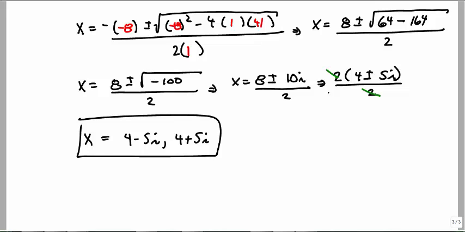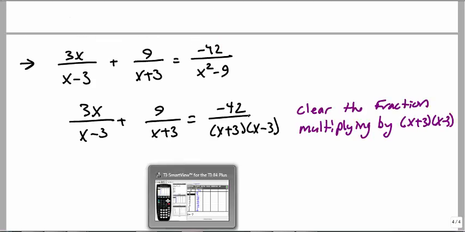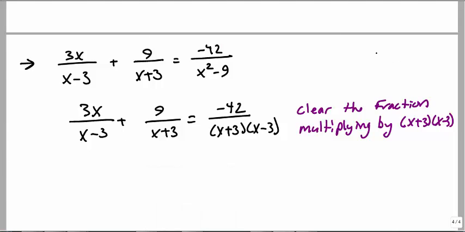Now, sometimes you'll run into things that don't look like quadratic formulas. For instance, there might be some fractions involved, and the denominator will have the variable. So here we might have 3x over x minus 3 plus 9 over x plus 3 equals a negative 42 over x squared minus 9. Okay, so we're going to clear the fraction by multiplying through by the least common denominator. I have to copy down that 2.